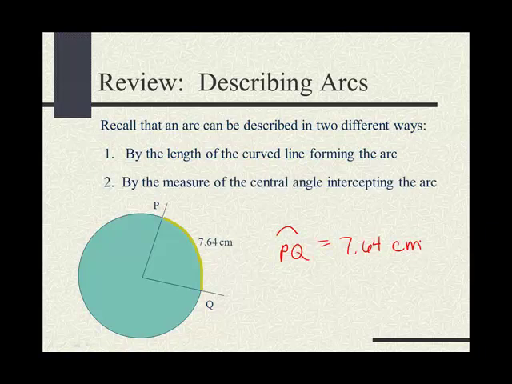On the other hand, we can also describe the arc by the measure of the central angle that intercepts that arc. Your book says instead of intercepting, it says subtends the arc. But we're talking about this angle, and suppose that it measured 82.5 degrees, then what we could say is that arc PQ is equal to 82.5 degrees. So two ways of describing the same arc, one by the length of the curved line and one by the angle.